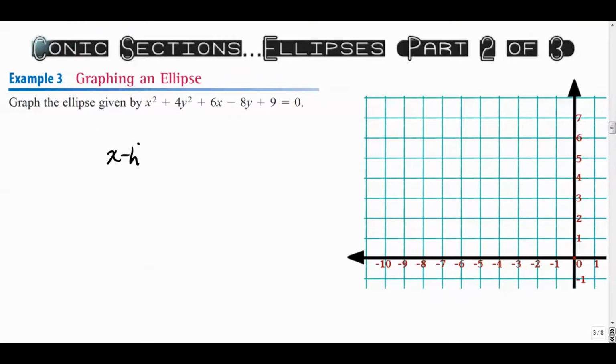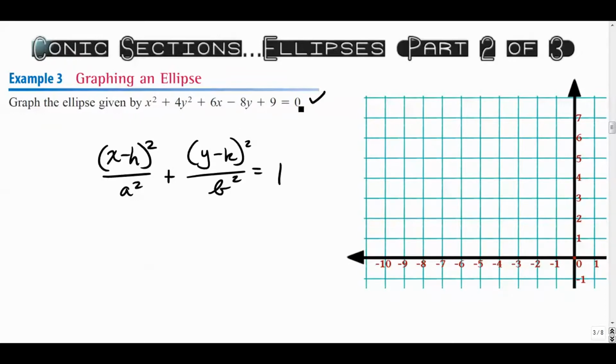Our ellipse equation looks like this, or at least something like this, where you have a big fraction plus a big fraction, and that is equal to 1. Sometimes the a and the b can be switched around. Sometimes the x can be by itself, sometimes the y can be by itself, and sometimes both of them can be by themselves. But if you look at this thing, it doesn't look anything like that. So our job is to get this equation into this format somehow.